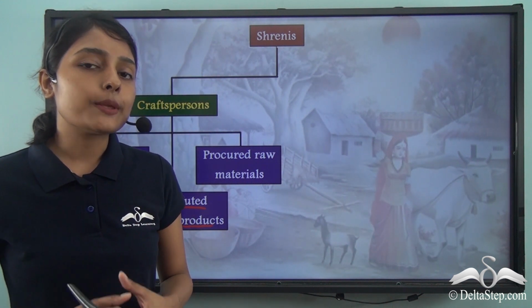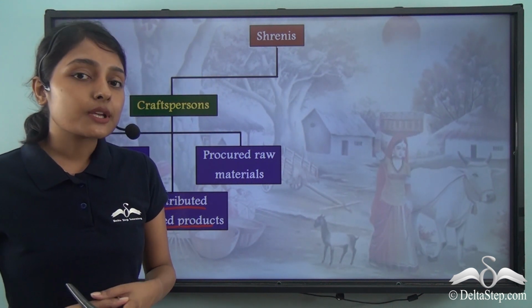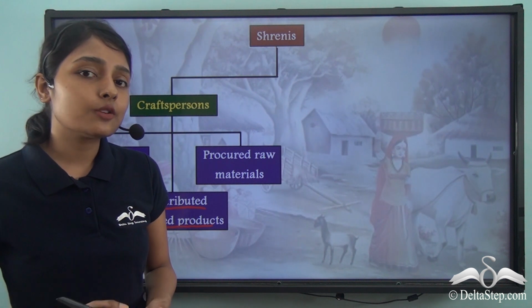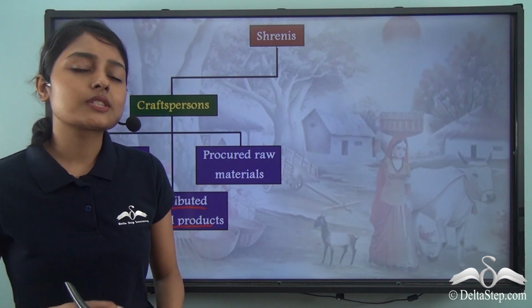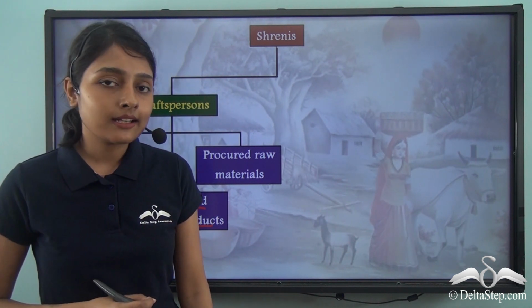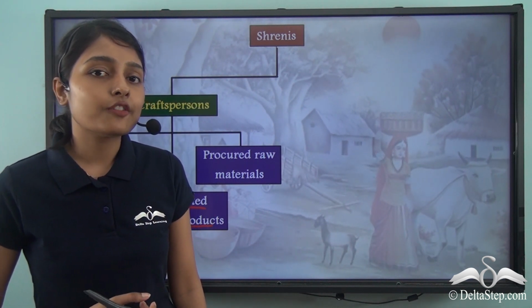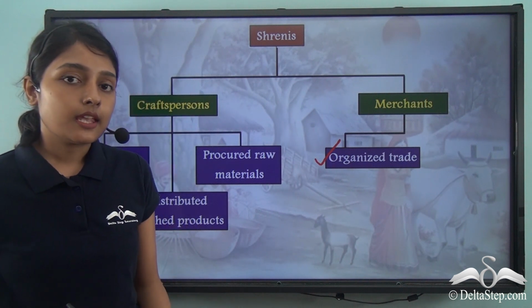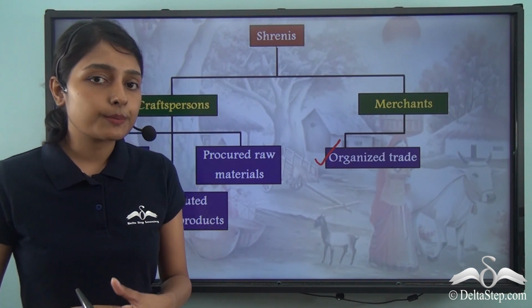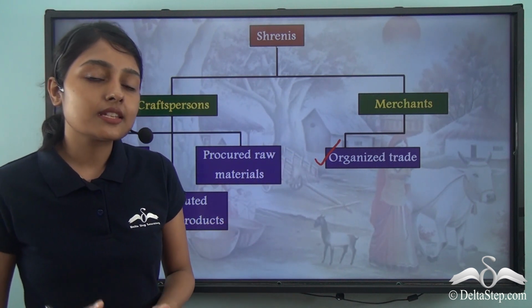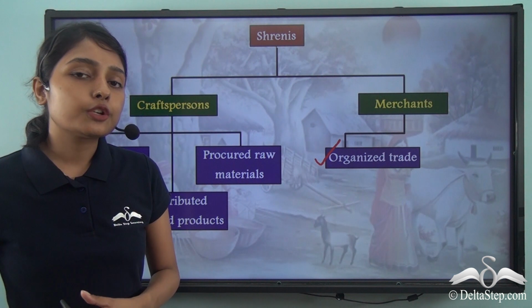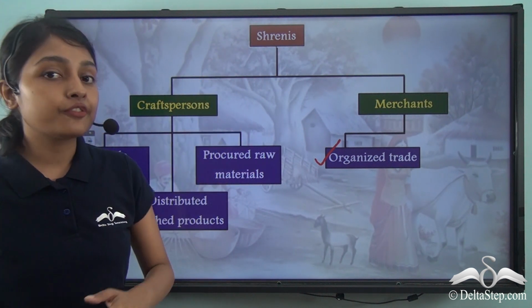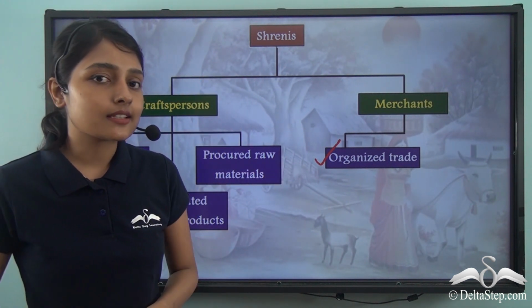So, can you understand how important these organizations were? Because without this proper organization, without these associations, it would have been absolutely impossible for the craftspersons to take care of so many things single-handedly. On the other hand, the shrenis of the merchants organized trade, because when these finished products were distributed, the merchants had to trade these finished products. So, in order to perform the trade activities very smoothly and efficiently, the shrenis of the merchants helped them in organizing the trades.